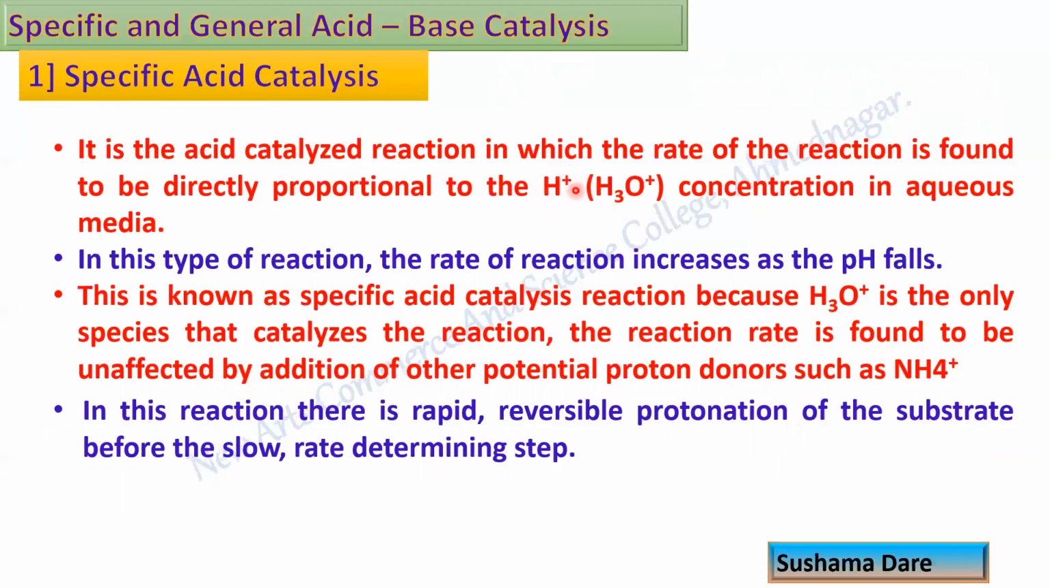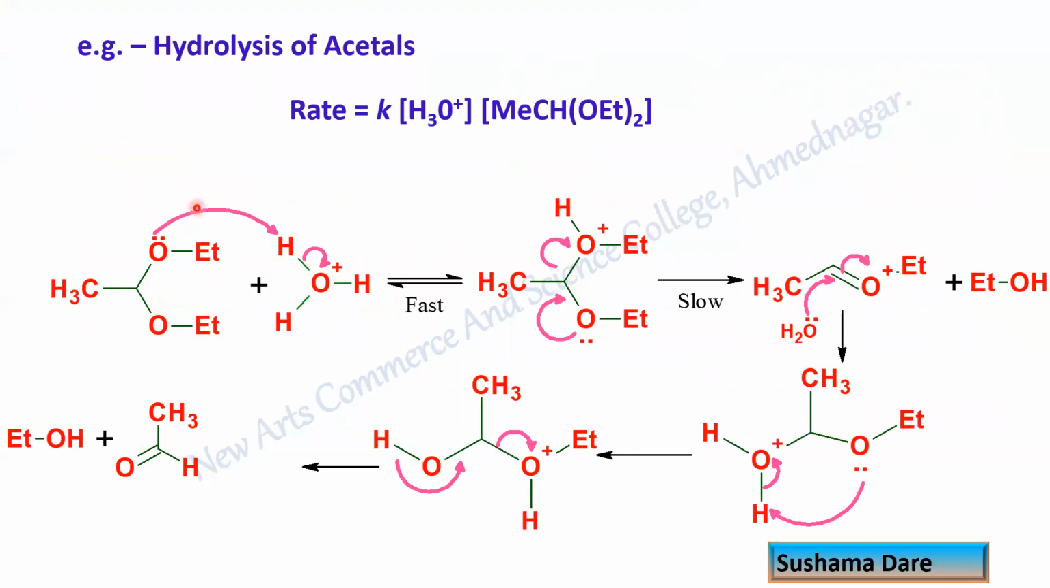The rate is dependent only on the protonated water, that is, the H+ ions present in an aqueous medium. In this reaction, there is a rapid reversible protonation of the substrate before the slow rate-determining step. So let us see the example and the mechanism of this reaction. The example is hydrolysis of acetals. Here the rate of reaction depends on the protonated water as well as the reactant.